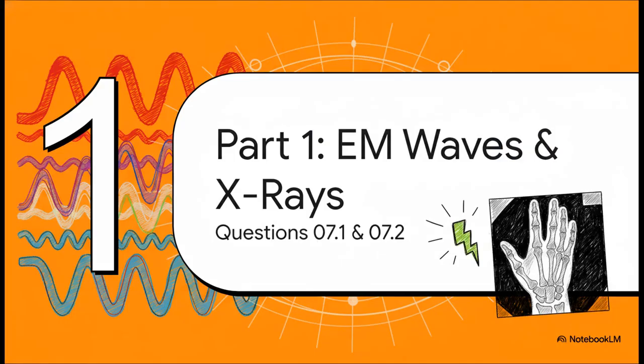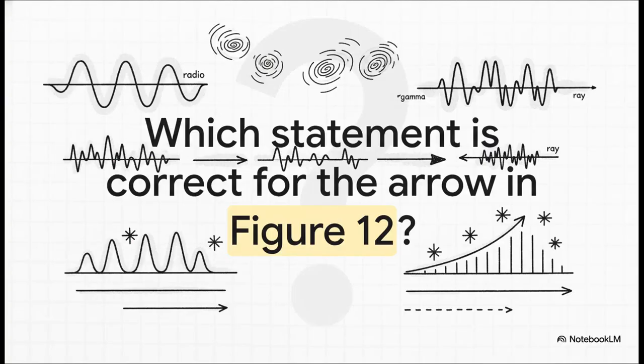Right, part one. This gets us warmed up with a classic test of your knowledge of the electromagnetic spectrum. Let's see what they're asking. So we're shown the EM spectrum, right? There's an arrow pointing all the way from the long wavelength radio waves over to the super high energy gamma rays. It's a multiple choice question asking what changes as you move along that arrow.